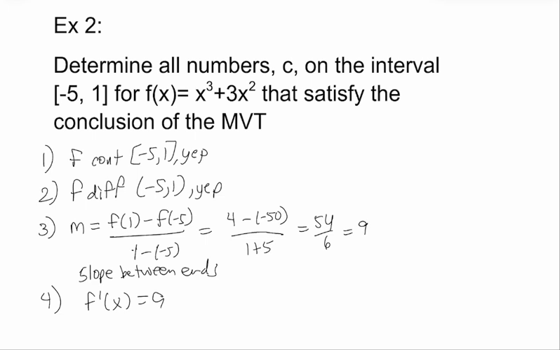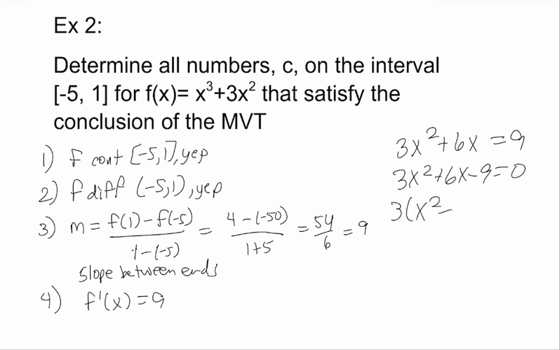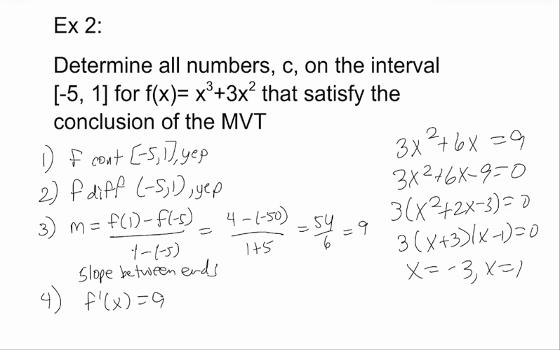So the derivative is 3x squared plus 6x. And where is that equal to 9? Now, the c has to be within that interval. So if we have more than one option, we will actually need to account for that. Make that 3x squared plus 6x minus 9 equals 0. It is factorable by taking out a 3. And then we get x plus 3 and x minus 1. So x equals negative 3 or 1.